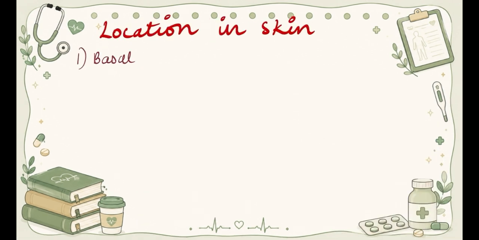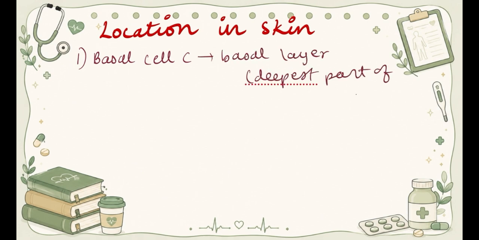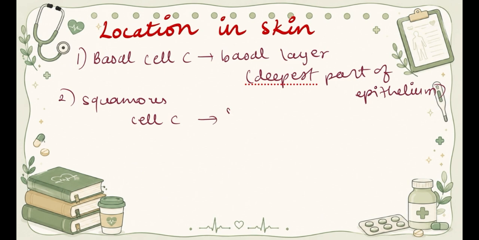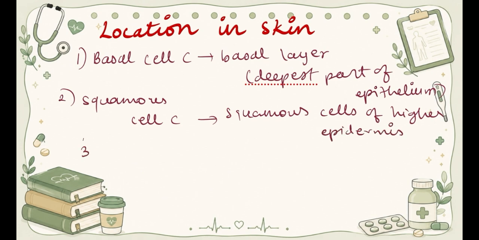Let's find out exactly where in the skin these cancers actually begin. Your skin has distinct layers. These cancers originate in very different locations within those layers. Basal cell carcinoma, or BCC, starts in the basal layer. This is the very deepest part of the epidermis. Squamous cell carcinoma, or SCC, starts higher up. It begins in the squamous cells of the upper epidermis.